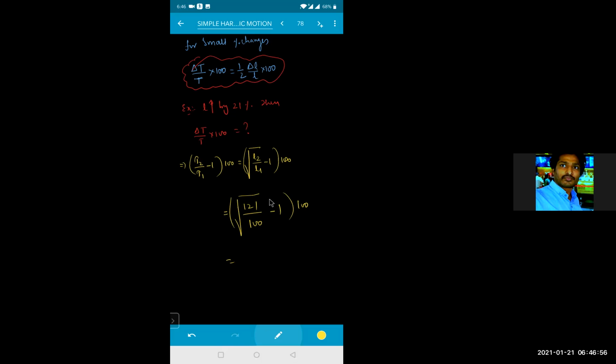Root 121 is how much, beta? 11, sir. So this one is 11 by 10 minus 1, into 100. So this becomes 11 minus 10, that is 1 by 10, into 100. So this one and this one will get cancelled. So that comes out for me how much? 10%. Yes. Clear? Yes, sir. Is it clear? Yes, sir. Okay, fine. Next one to do.